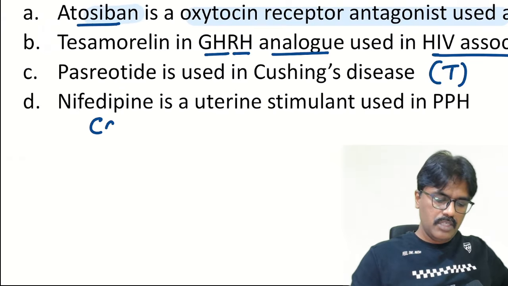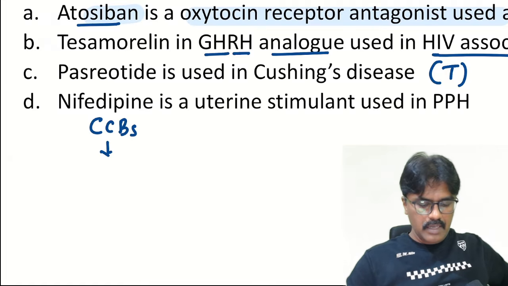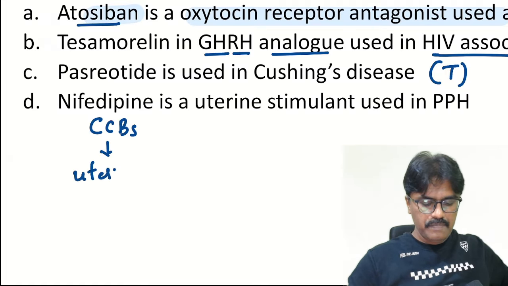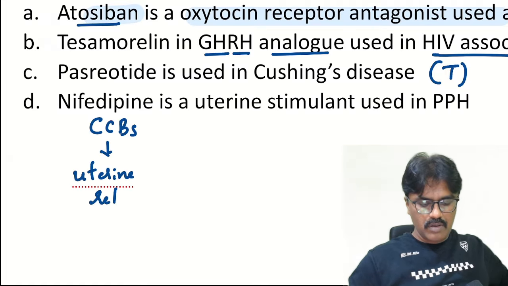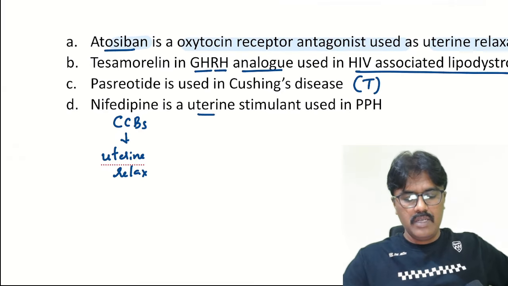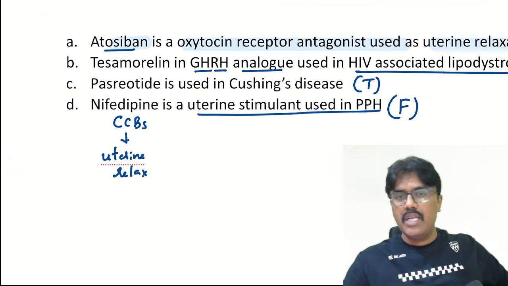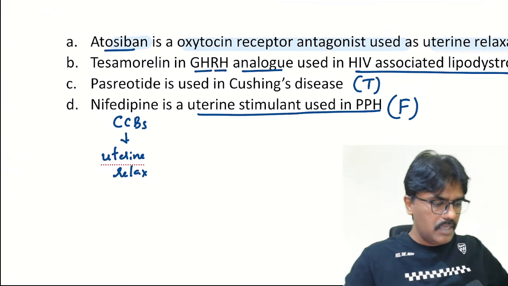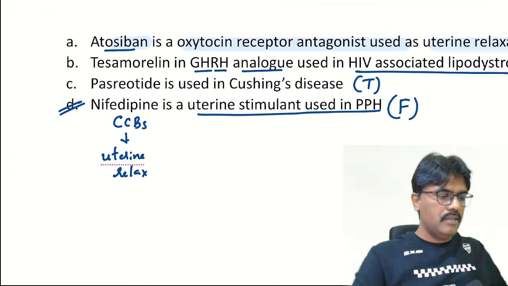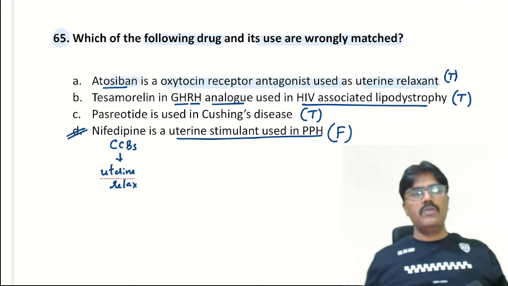Nifedipine belongs to CCBs, and CCBs are smooth muscle relaxants. They cause uterine relaxation, not stimulant. So here they have given nifedipine is a uterine stimulant used in PPH, false. It is a relaxant, so it cannot be used in PPH. So the answer is D. And most of you have given that right. So just go through the option once again.